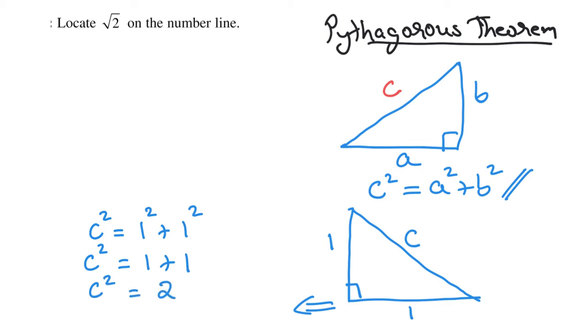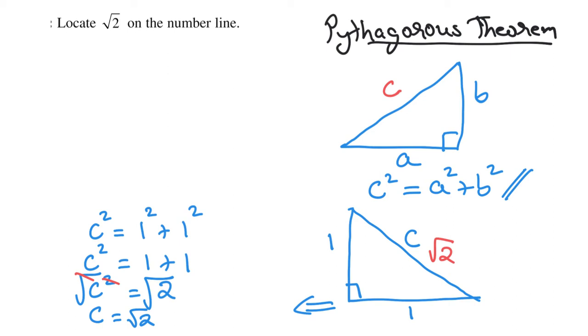How will I remove the square on the C? I will take square roots on both sides, so that the square root and the square cancel. I am left with C equal to square root 2. So, I found the value of C by applying the Pythagoras theorem. Great. Now we understand what the Pythagoras theorem is and how to find the value of C. We can use this theorem to locate square root 2 on the number line.